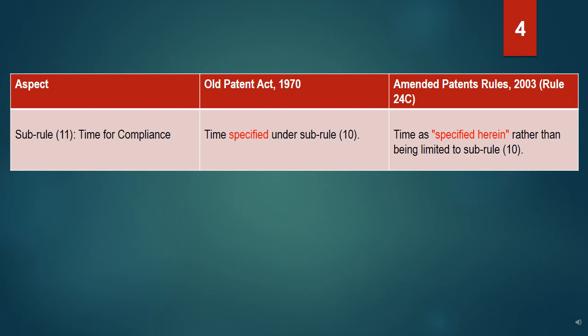Comparison with the old Patent Act 1970. The previous system required looking at another sub-rule, Sub-Rule 10, to determine the applicable timelines, which could cause confusion. And the new system simplifies things by directly stating the deadlines within the same sub-rule, reducing the possibility of misunderstanding or mistakes due to cross-referencing.